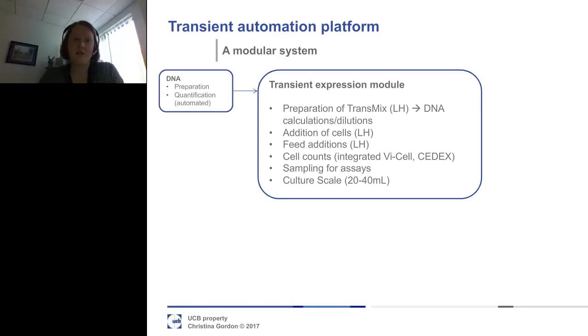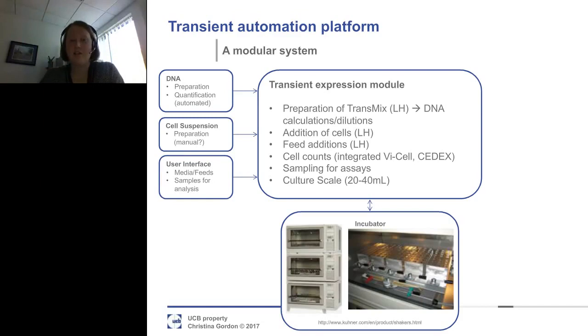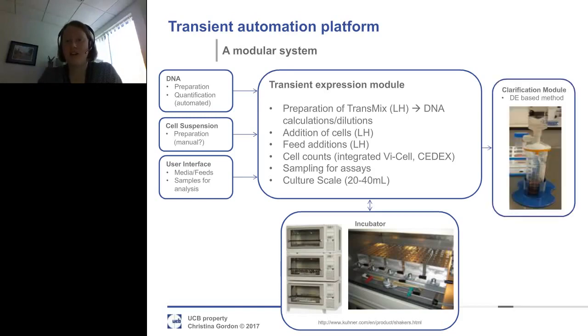Supporting this transient module would be the DNA preparation and quantification module, which we imagine to be automated. This module would also need to be supported by the cell suspension preparation, which at the moment we imagine to be manual still. Then there needs to be a user interface where you can add media, feeds, and samples for further analysis. Then you would have the interactions with your incubators, which could be either manual or automated. And finally, also a clarification module, which we imagine to be a DE-based method.